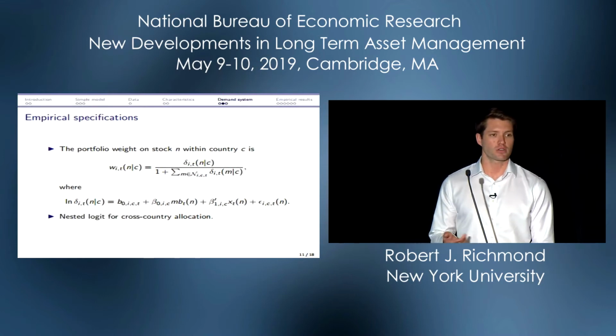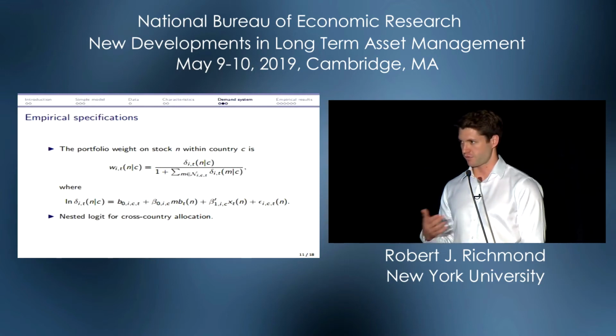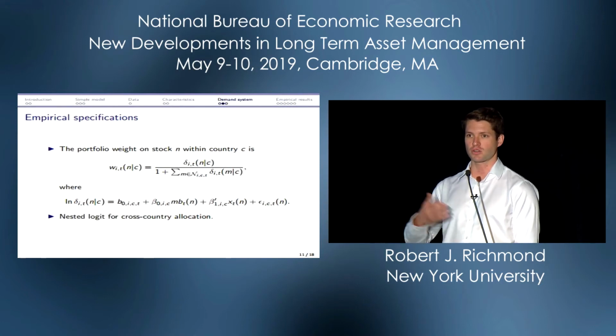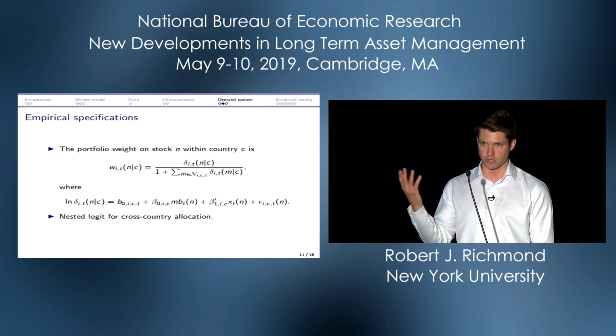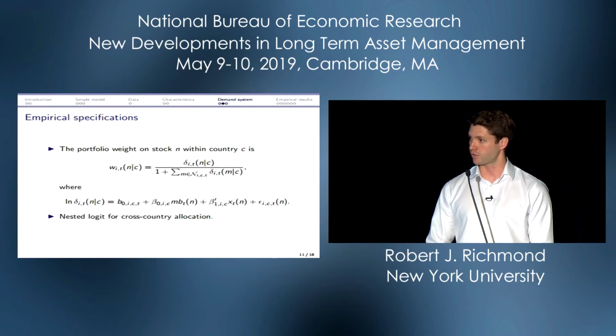How are we going to think about the cross-country allocation? We're just going to have a nested logit specification for the cross-country allocation. This allows investors to substitute across assets in different countries when relative valuations change. And I'll show you some estimates of this cross-country substitution for different investor classes.